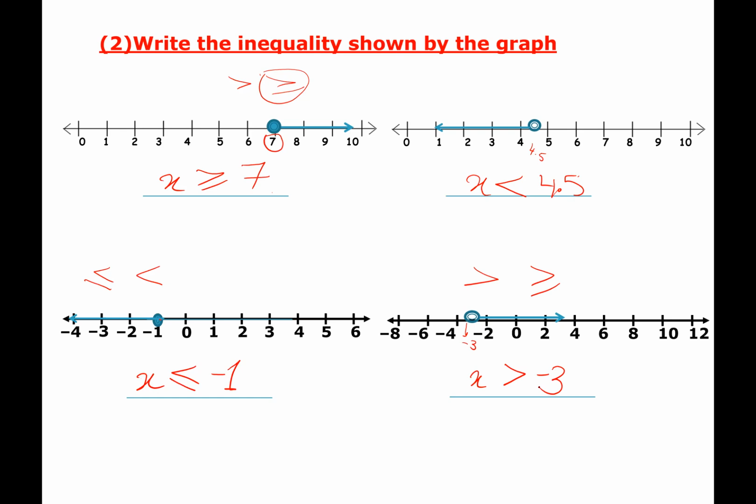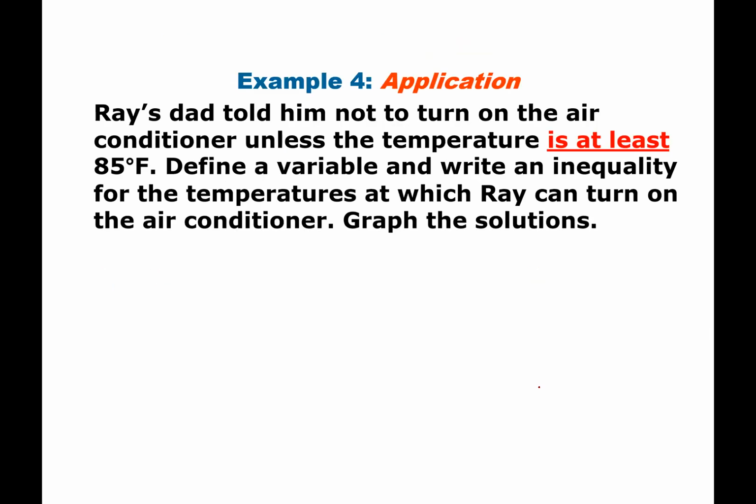Now, let's solve a question related to a real-life example. Ray's dad told him not to turn on the air conditioner unless the temperature is at least 85 Fahrenheit. Define a variable. Please make sure that you understand the question. It says define a variable, write an inequality for the temperature at which Ray can turn on the air conditioner, and graph the solution. So we need to find the variable, write the inequality, and graph it.